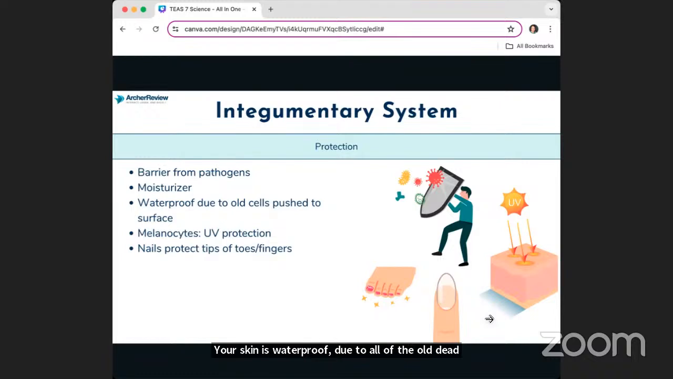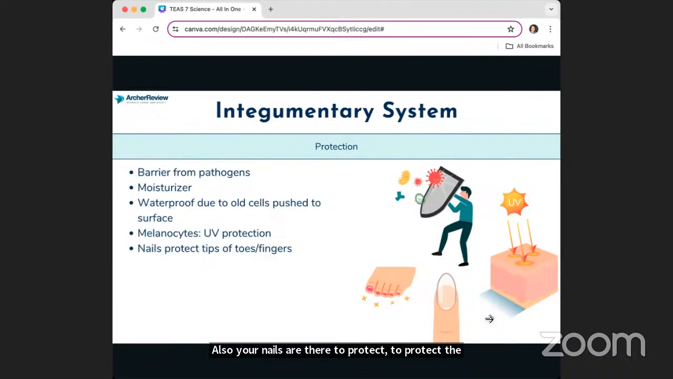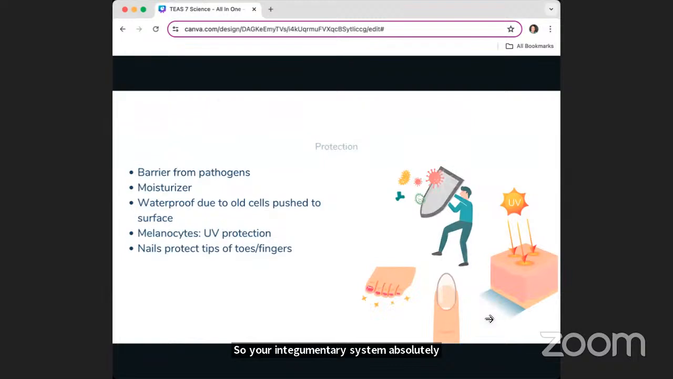And your skin contains melanocytes. So you see the word cyte, that means cell. And then melano is referring to melanin. And the melanin produced in your cells is going to protect your body from UV, which can cause cancer, among some other ailments. Also, your nails are there to protect the tips of your fingers and your toes. So your integumentary system absolutely will protect. It's your first line of defense.